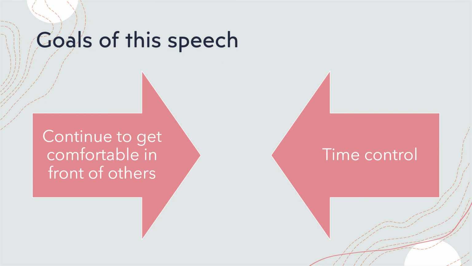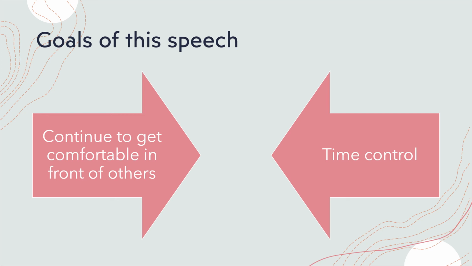The last 2 goals of the speech are to continue to get you comfortable in front of others. The icebreaker speech gets you in front of that camera delivering a speech for the first time. This one follows that up. You should have gotten a little bit more comfortable seeing your audience, knowing who your audience is, and now it will continue to get easier the more that you do this.